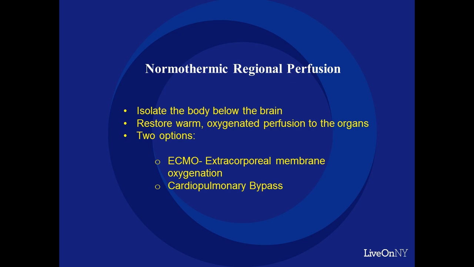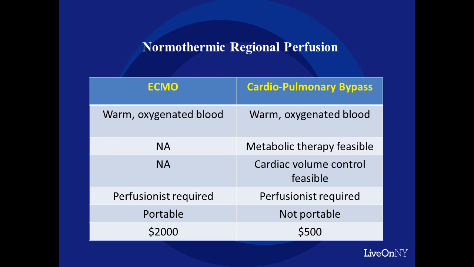So the concept of normothermic regional perfusion, and this team is not the first to have done it, it has been done in Europe, but essentially the concept is to isolate the body below the brain so that the intention after declaration is to restore warm, oxygenated, blood-based perfusion in situ in that patient's body to all of the organs below the brain. Now, there are two options for doing this. One is ECMO, extracorporeal membrane oxygenation, or cardiopulmonary bypass.